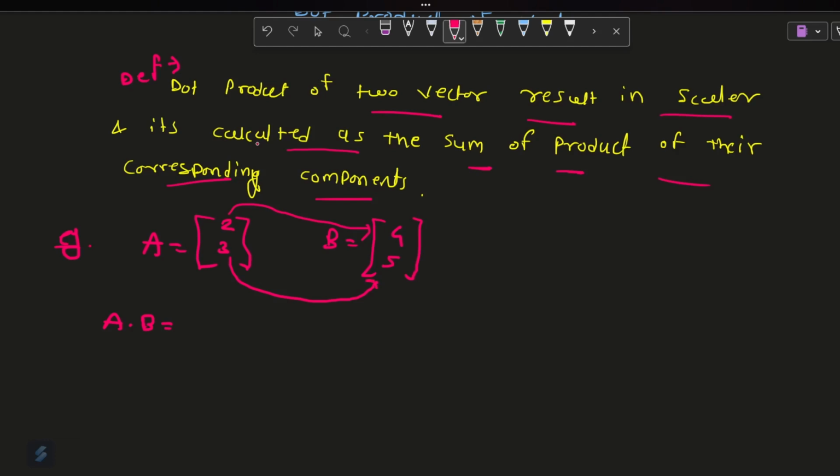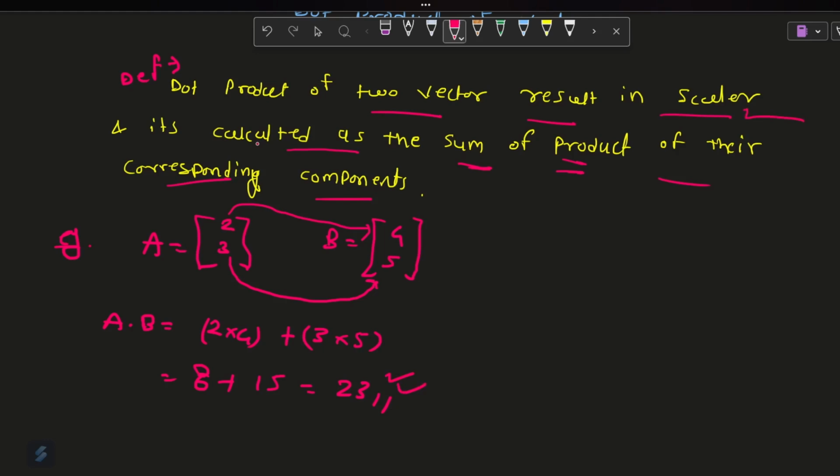Corresponding components, and the sum of their products. That's a simple concept. So in this case, we get 2 times 4 plus 3 times 5, which is 8 plus 15, and that is 23. This is your scalar value. The dot product of two vectors results in a scalar value.